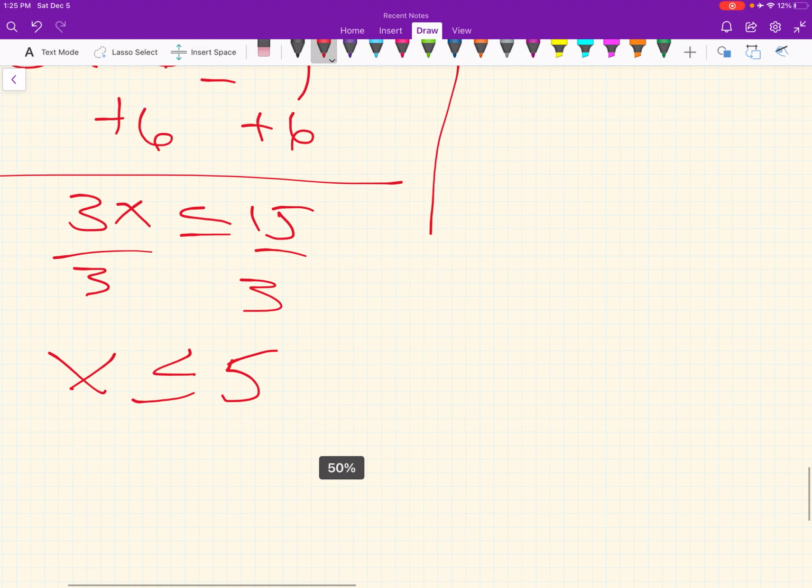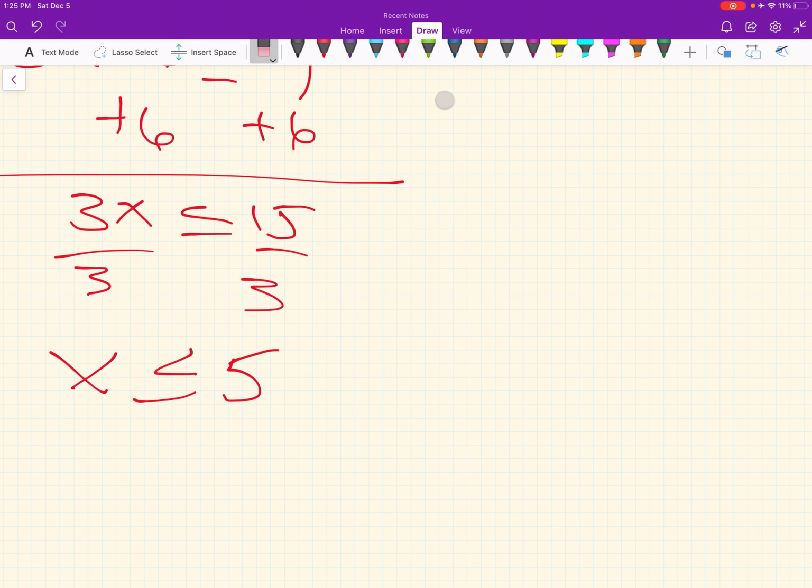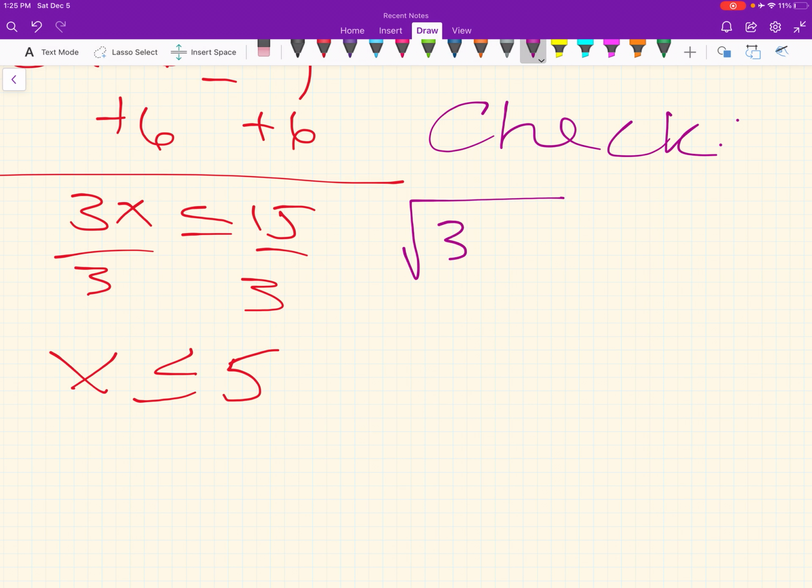Okay, so let's check it. I keep drawing these lines because I'm so used to using a pen. The original was the square root of 3x minus 6, plus 4, is less than or equal to 7. So let's see if this works.